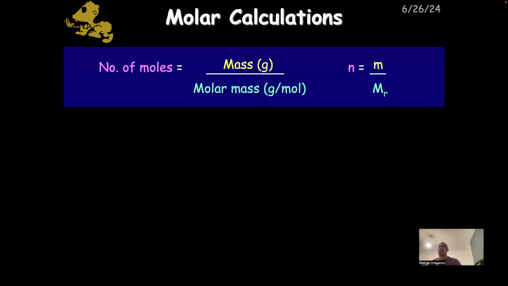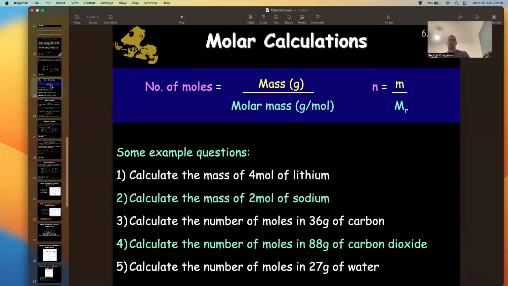So n is the moles, little m is the mass, which has to be in grams. If they give you kilograms or tons or milligrams, you must change it to grams, otherwise it's wrong. And then MR is what you get by adding up the relative atomic masses from the periodic table. Don't worry that the units are g per mole, but that's what they are. If you think about it mathematically, the grams divided by grams will cancel, and then you get 1 over 1 over mole, which gives you mole. That's how it actually works.